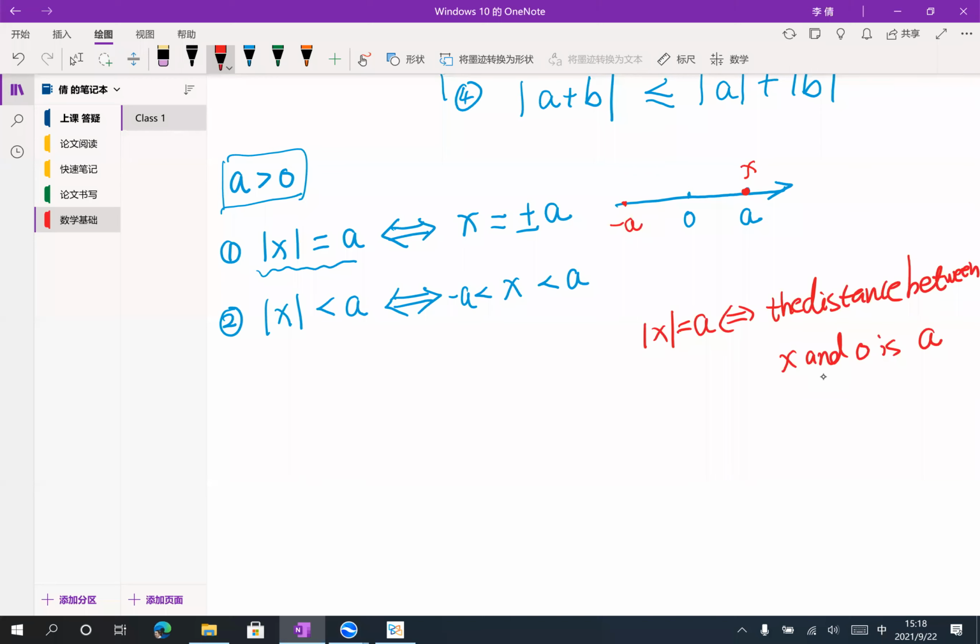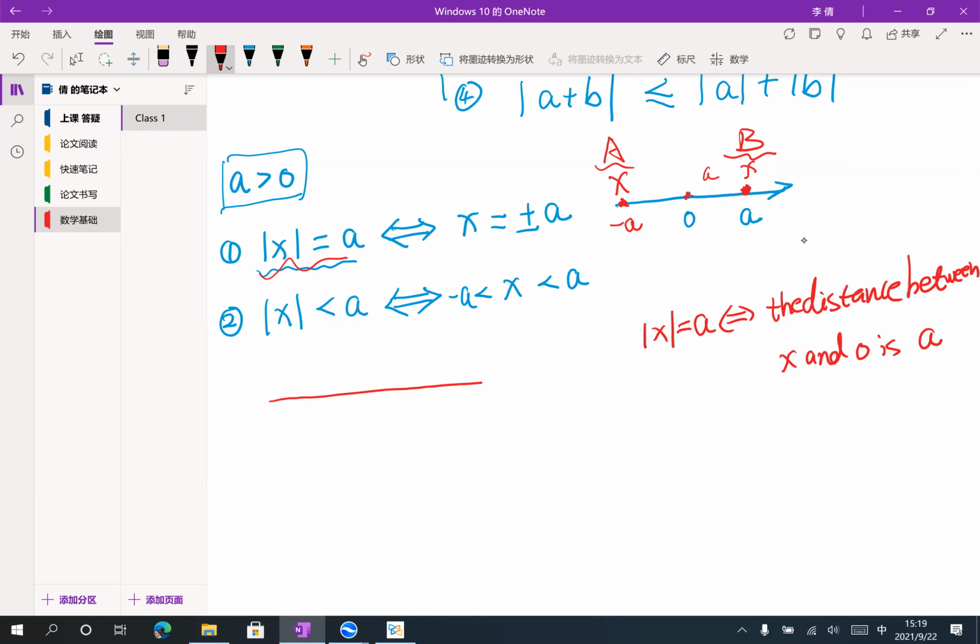So those 2 points: from this point to 0, the distance is A, and from this point to 0, the distance is also A. So there are 2 points, and these 2 points satisfy this equality.